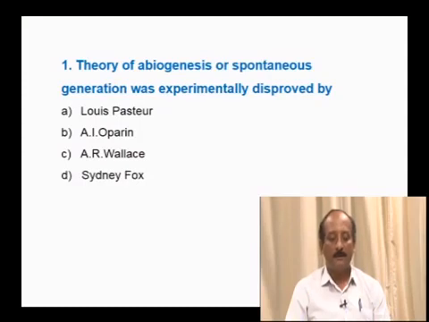A.I. Oparin proposed the chemical evolution of life forms. Alfred Russel Wallace worked along with Darwin and came to a conclusion similar to Darwin's. Sidney Fox produced microspheres to prove chemical origin and evolution. Since Louis Pasteur conducted the swan-necked flask experiment to prove the biogenesis theory, at the same time he disproved the abiogenesis theory experimentally. Yes, the correct answer for this question is Louis Pasteur.